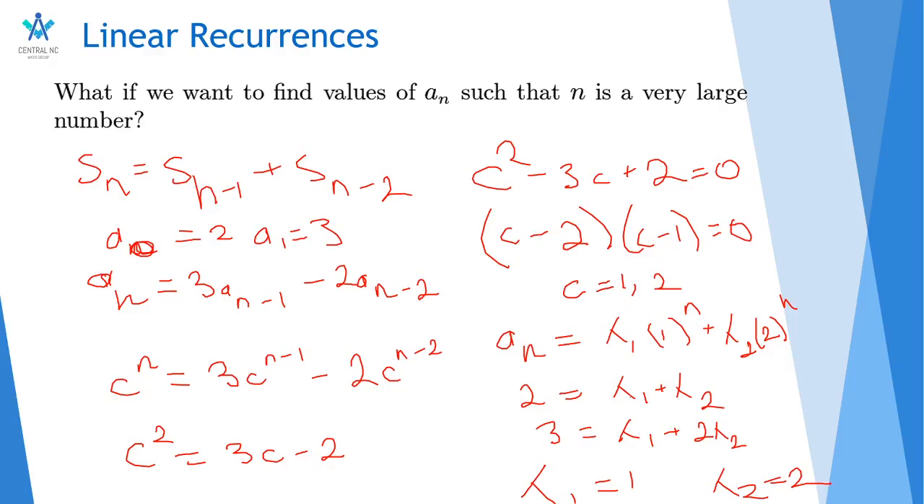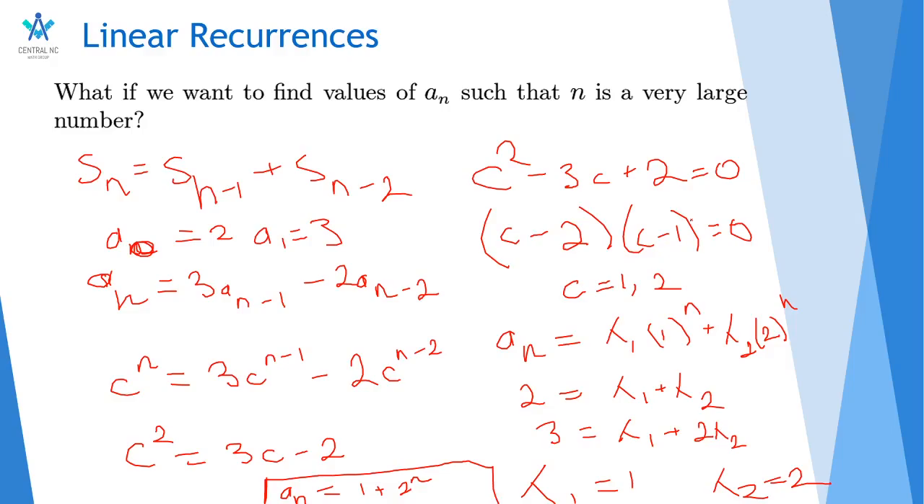You can put these coefficients back in, and your explicit formula would be a of n is equal to 1 to the n, which is just 1, plus 2 to the n. So in those cases, that is how you can find an explicit formula for a recursion if you're trying to find high values. And I know that some of you are wondering, what if you have a double root?